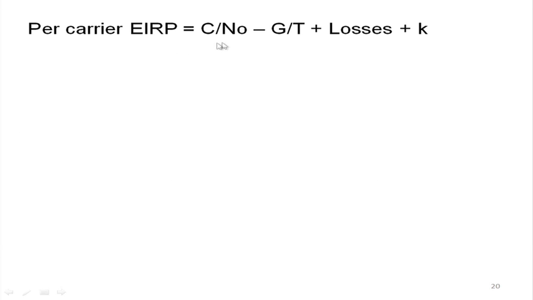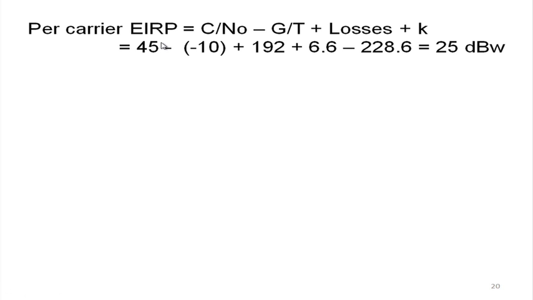So per carrier EIRP is C/N0 minus G/T plus losses plus K. I mean, the same transmission equation is written in a different way in terms of EIRP. Per carrier EIRP from the satellite, you have to remember. So put the numbers from the problem, and you will get 25 dBW. The K value in dB, if you remember, is minus 228.6. This is all you have to always remember, Boltzmann's constant. Okay, so 25 dBW is the per carrier EIRP, and the total was 50.